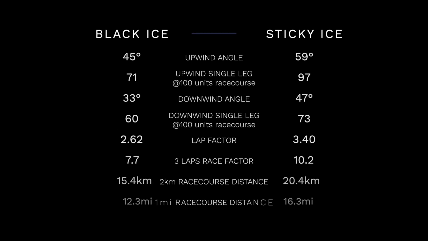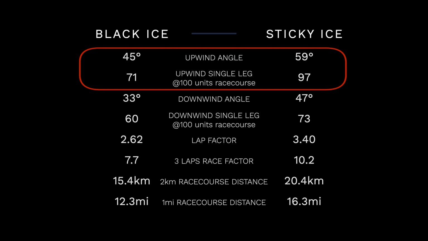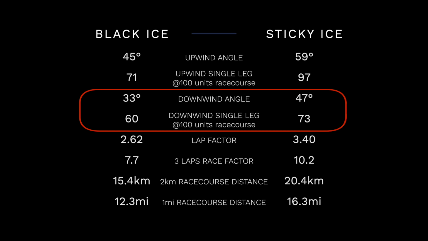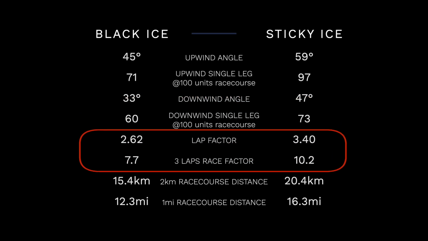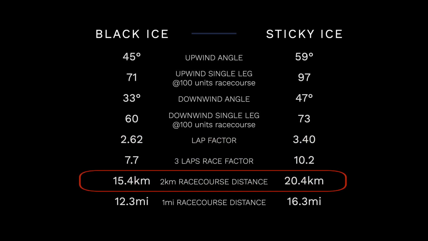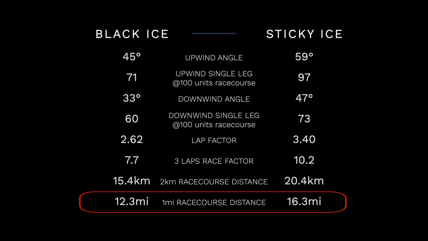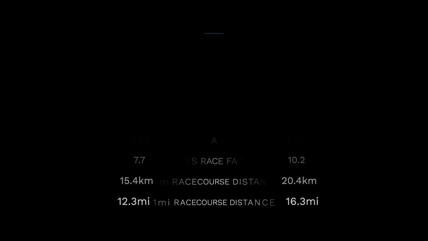And a short comparison of the two diagrams. Sticky ice increases upwind distance sailed by 36% and downwind distance by over 20%. As a consequence, single lap and 3 lap race factors are 30% more. With the usual 2 kilometer race course distance, perfect ice would produce a 15 kilometer race and sticky ice over 20 kilometers. Similar to a 1 mile course, over 20 miles on black ice and over 16 miles in sticky ice.